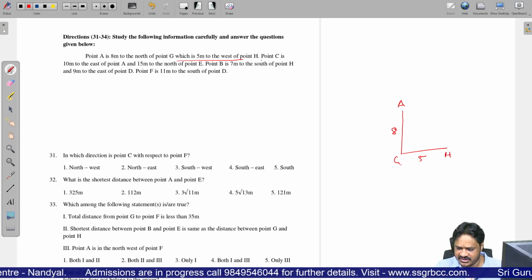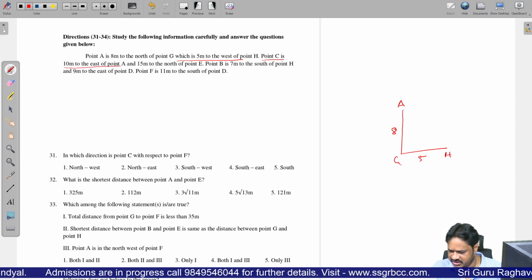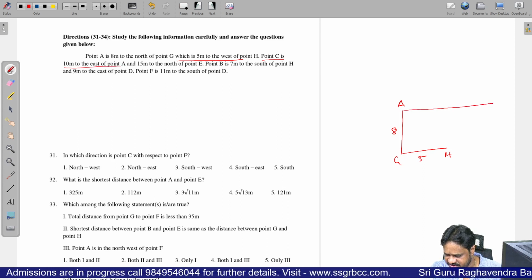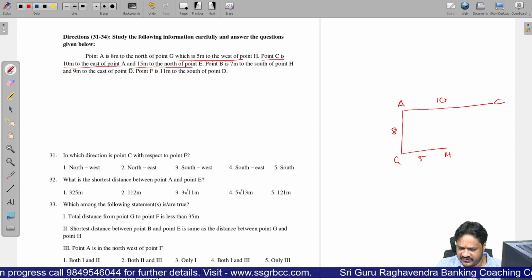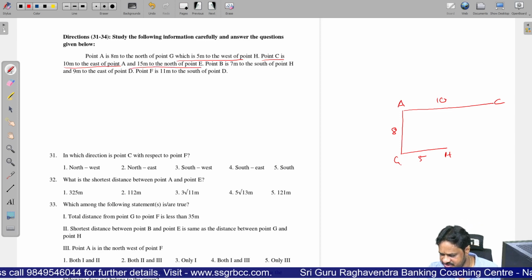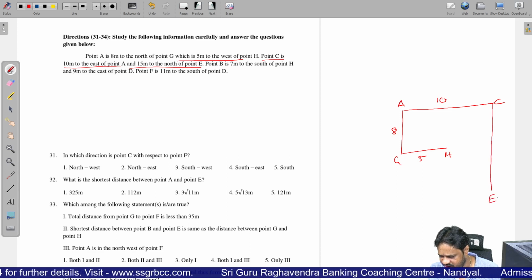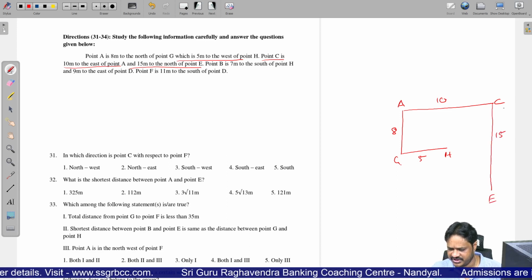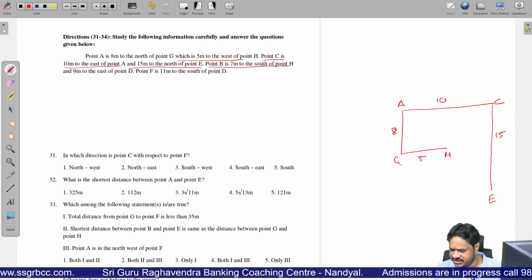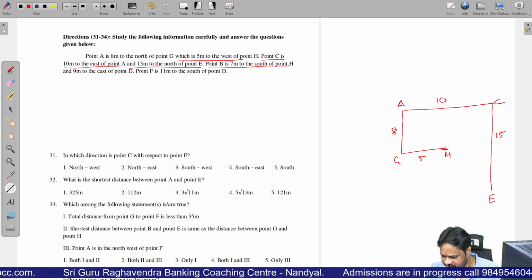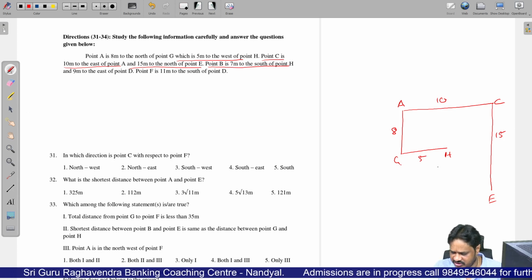Then C is 10 meters to the east of A and 15 meters to the north of E. So C to E, the distance is 15 meters, where C is to the north of E. Now, B is 7 meters to the south of H.